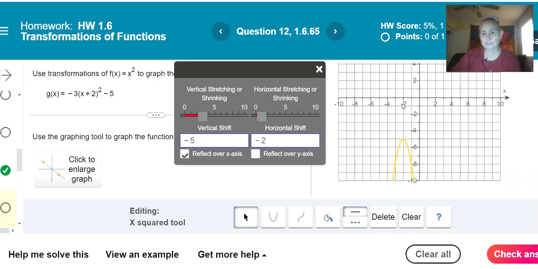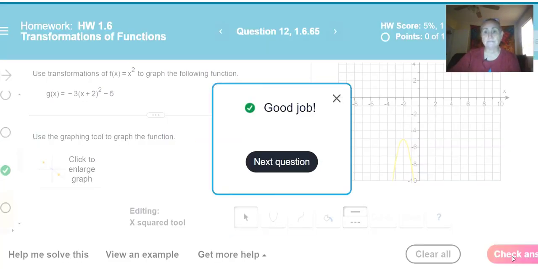And there it goes. You can see it's gone to the left 2, stretched out and flipped over. And by the way, you can stretch and flip or flip and stretch because it really doesn't matter which one of those you do first. Those kind of have equal priority. And then we went down 5 because that's a subtraction. It goes last. So I'm going to check my answer. Got it right. You've got to be careful. You've got to go in order according to order of operations.